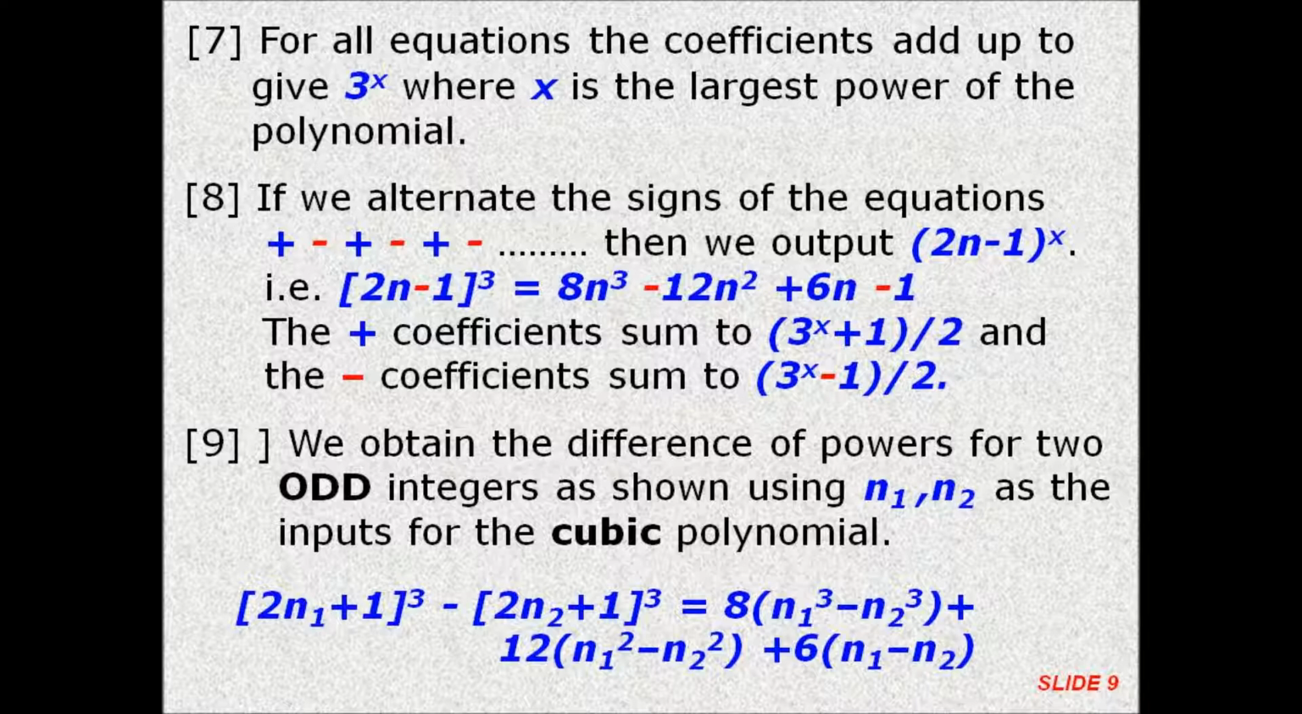We obtain the difference of powers for two odd integers as shown using n1, n2 as the inputs for the cubic polynomials. Hence, 2n1 plus 1 all cubed minus 2n2 plus 1 all cubed is equal to n1 cubed minus n2 cubed all multiplied by 8, plus n1 squared minus n2 squared all multiplied by 12, plus n1 minus n2 all multiplied by 6.